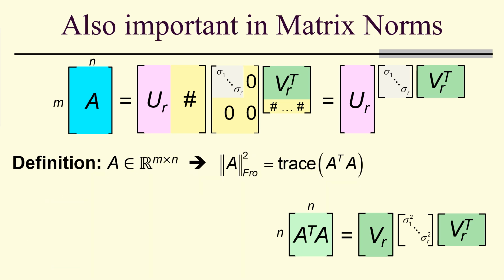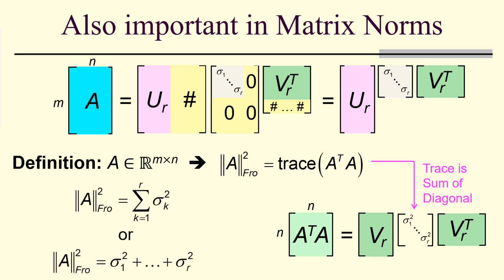And it's also important in matrix norms. For instance, the Frobenius norm is the trace of A transpose A, but that trace is just the sum of the diagonal, and notice that this diagonal matrix we have in the middle is the square root of the singular values, and it turns out that the Frobenius norm squared is the sum of the squares of the non-zero singular values of A.